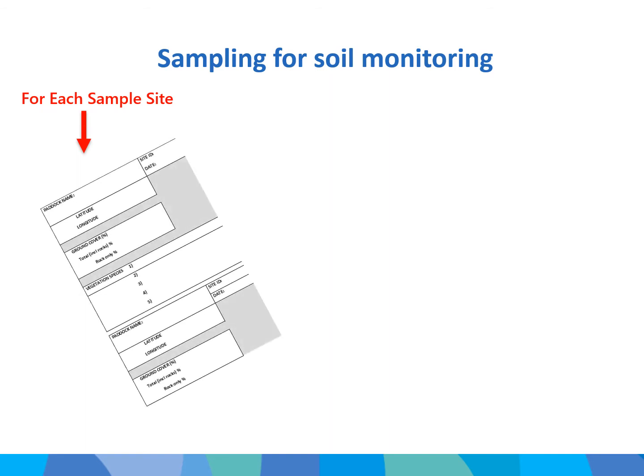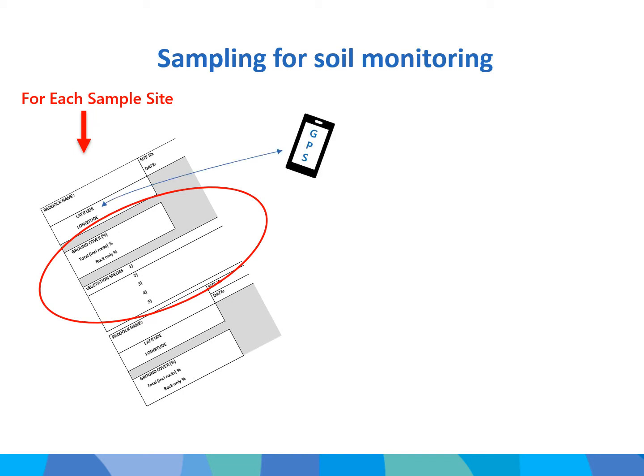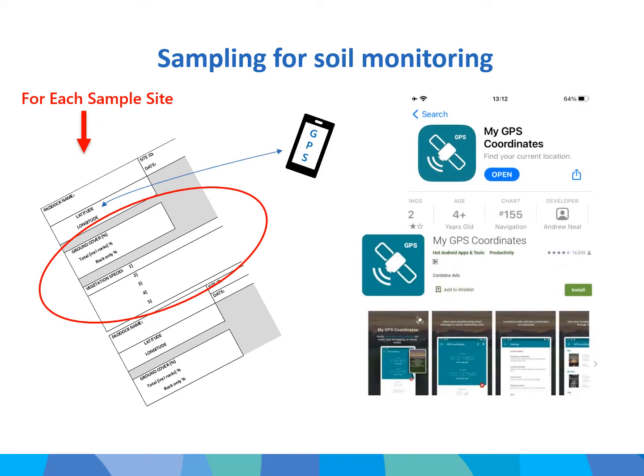So for each sample site, you usually have a document that looks similar to this. It has the paddock name, the site ID, which could be 1, 2, 3, 4, 5 numerically, or anything you want, and the date. It has longitude and latitude, and you also collect, which I think Sarah McDonald will touch on, percentage ground cover and vegetation species. As I say, for the GPS longitude and latitude, there are some apps available for iPhone and Android which you can get your longitudes and latitudes from.